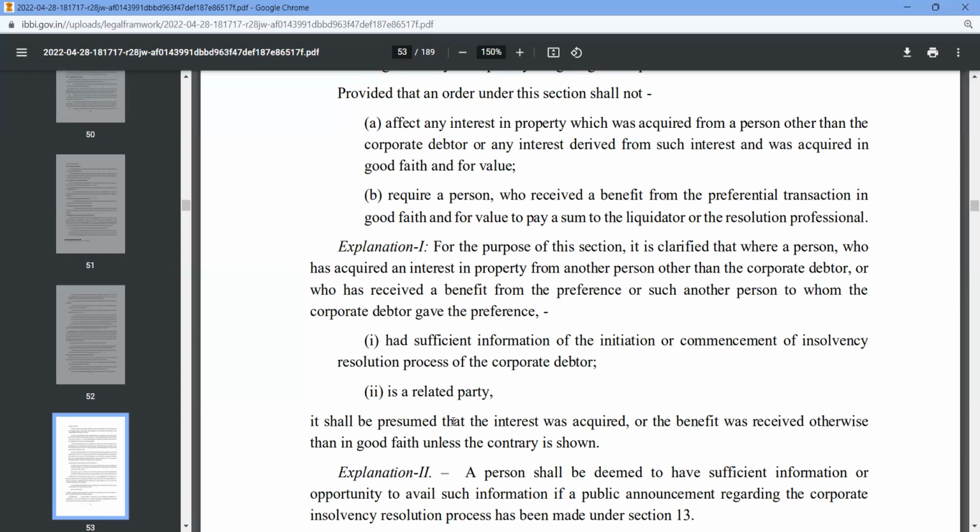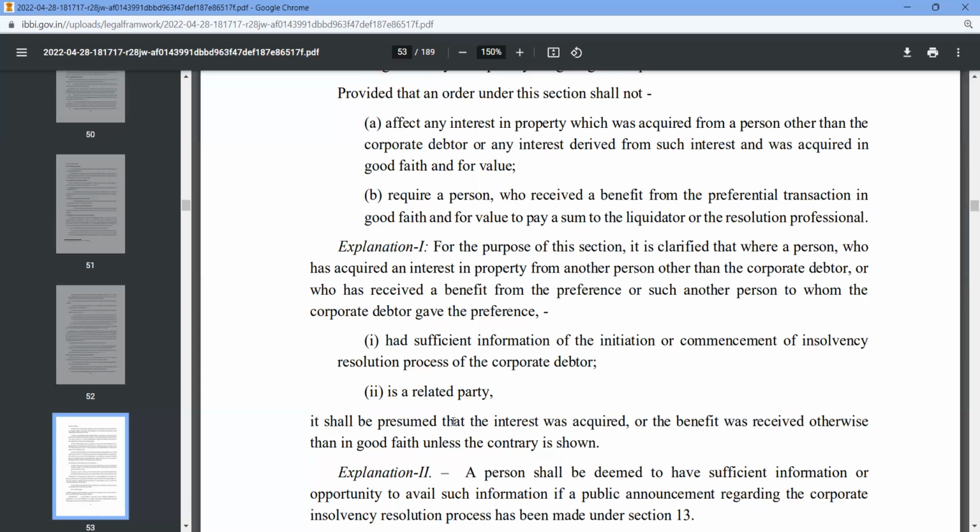So you have to show. A person shall be deemed to have sufficient information or opportunity to avail such information if a public announcement has been made. So if it is a public announcement, it is a fact, though it means you are presumed to have knowledge of the initiation. And after that public announcement, if some property is transferred to you, then you have to give it back.